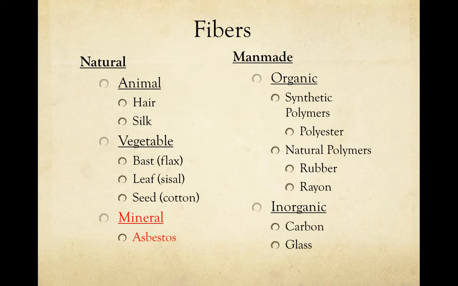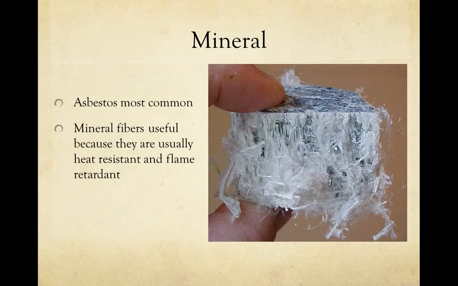The last category of natural fiber is mineral fibers. Asbestos is made up of naturally occurring silicate minerals, so asbestos is actually a type of mineral fiber. Asbestos used to be very popular in construction materials because they discovered that it was pretty heat resistant and also flame retardant. But unfortunately, we now know that this type of mineral fiber is a health hazard.